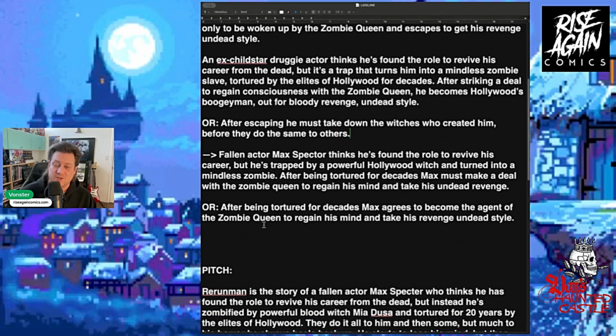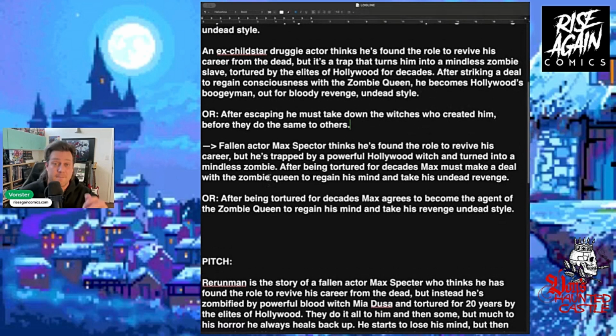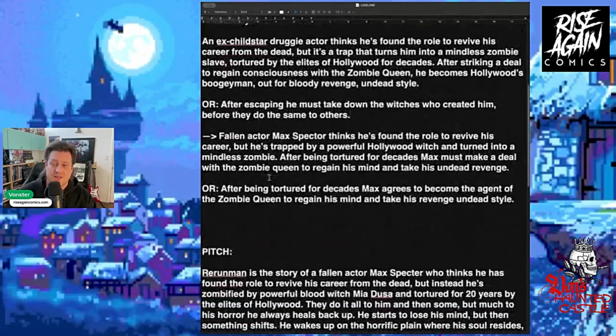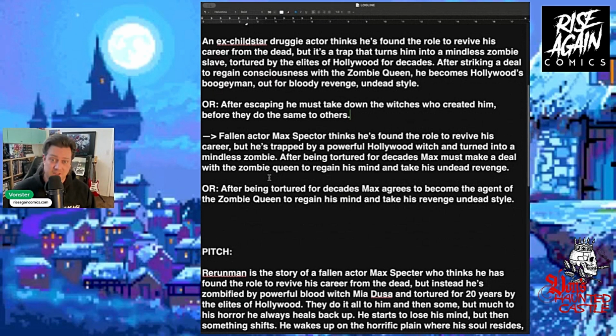Here's one that I got to after all this work. Okay. And I combined stuff from these other ones. And let's check out the language of this one. Let's see how this one goes. Fallen actor Max Spector thinks he's found the role to revive his career, but he's trapped by a powerful Hollywood witch and turned into a mindless zombie.